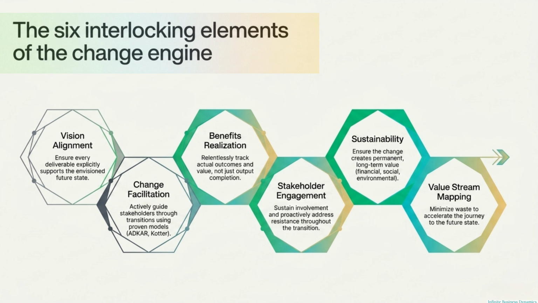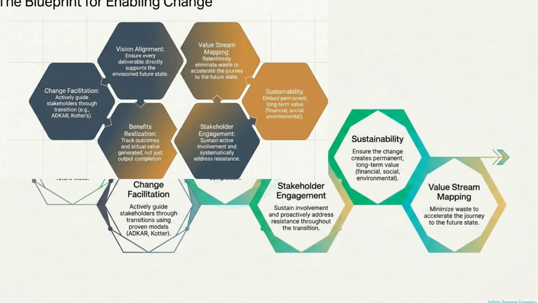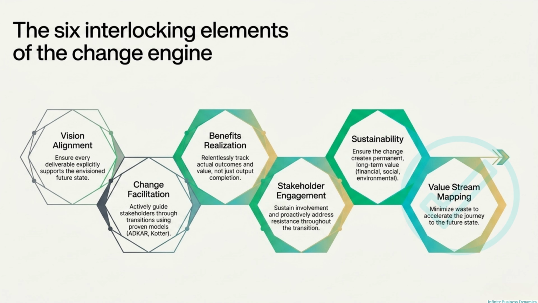It all starts with 3 foundational gears: vision alignment, making sure everything we do supports that future state; change facilitation, actively guiding people through the transition with models like ADKAR or Kotter; and benefits realization, which is all about relentlessly tracking the actual outcomes. Then you power those up with 3 more: constant stakeholder engagement to deal with resistance, a plan for sustainability to make sure the value sticks around, and finally, value stream mapping to get there faster by cutting out the waste. These are not just buzzwords, okay? They are the actual gears that power a real transformation.